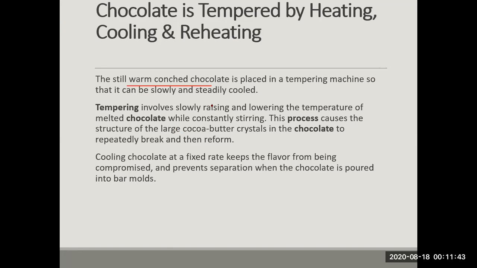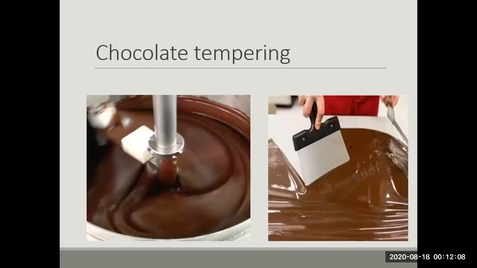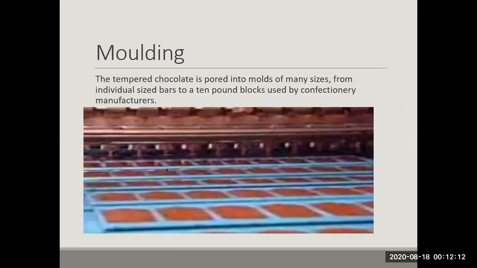Why? Because whenever it is slowly and steadily cooled down, the large cocoa butter crystals are repeatedly broken down and then reform again and again. This process goes on continuously. And what happens? The glossiness of the cocoa butter comes to the chocolate, and the flavor is also very good after the tempering stage. That is chocolate tempering. It can be done manually or by machines.